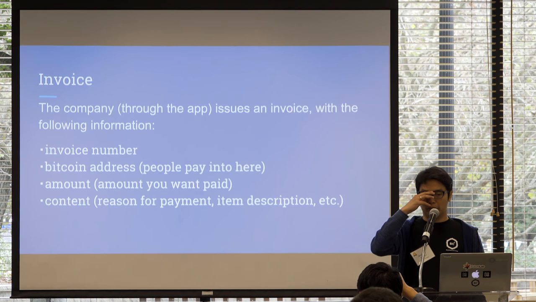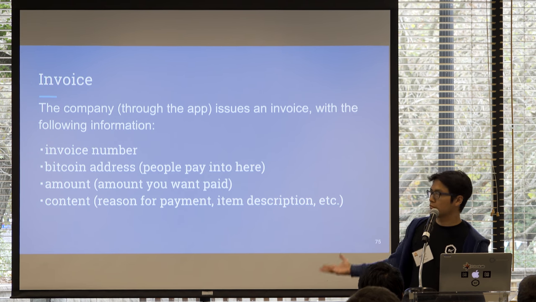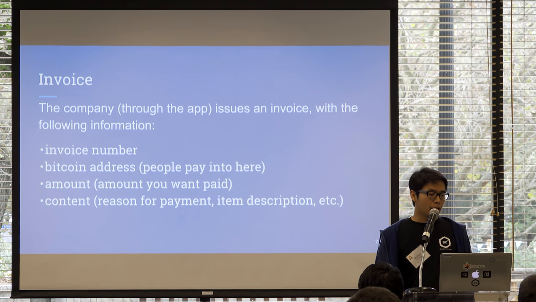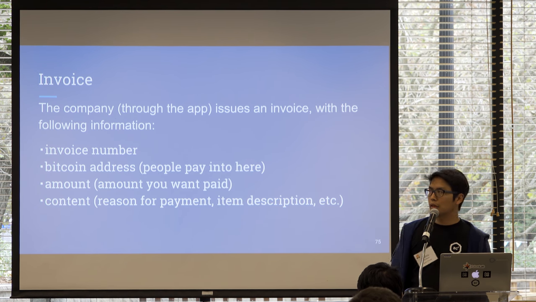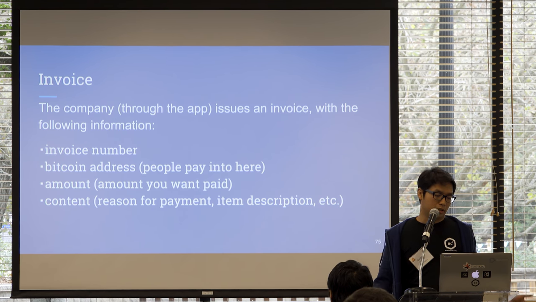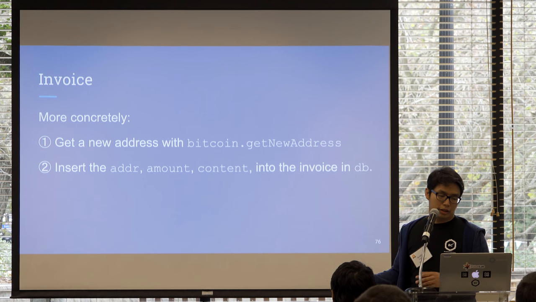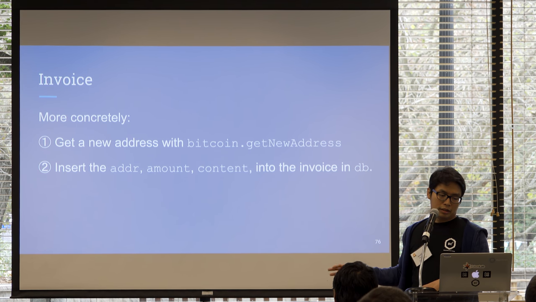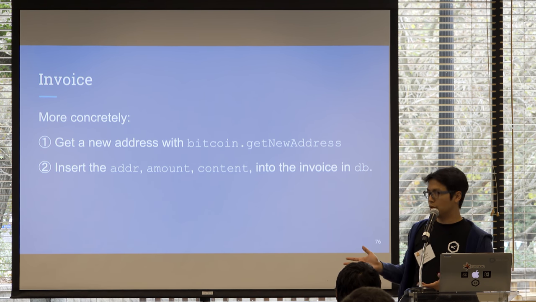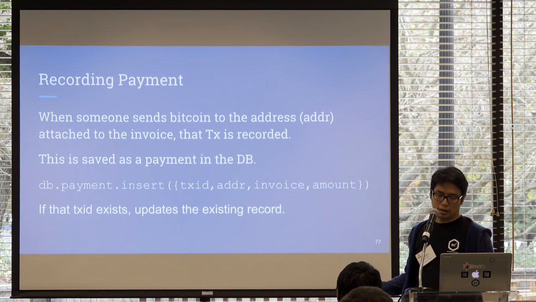Generally, if you're a company, this is a very common scenario. You want a Bitcoin app that, when it issues an invoice, has probably these things: the invoice number, a Bitcoin address that you want the person to pay into, the amount that you want people to pay, and more context or content, whatever the reason or item description is. Inside this RPC app, there's a Bitcoin object where you can get a new address, and then you want to insert the address, the amount and the content into the invoice inside the database.